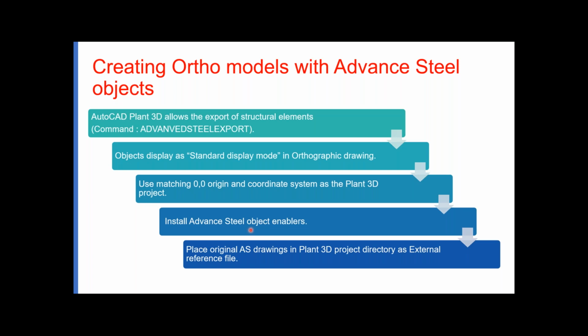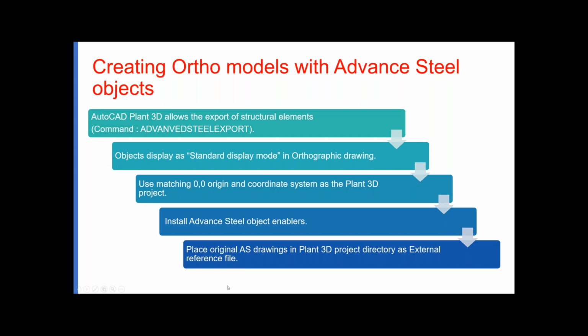Leverage that object enabler and install it if you want to make sure all your Advanced Steel objects are displayed correctly in Plan 3D. And again, place your Advanced Steel drawings in the Plan 3D project directory under the external reference file folders. Do not keep your Advanced Steel data in a separate folder or a separate project. You still can keep it in the separate project, but also bring a copy of it within the Plan 3D project structure itself, so that it is easily readable for Plan 3D when it's generating ortho or iso drawings for the Advanced Steel objects. So these are the two things that we want to highlight when you are bringing in models from Inventor or Advanced Steel while generating your orthographic drawings.